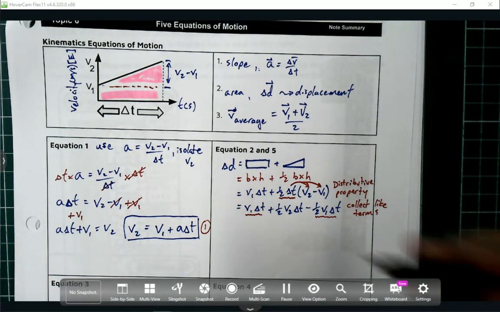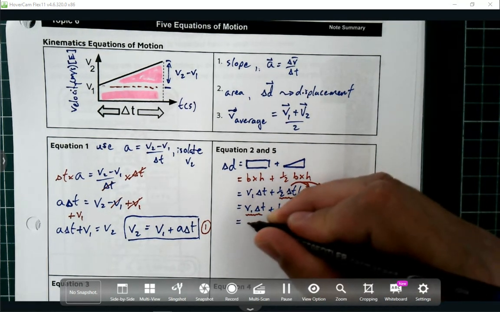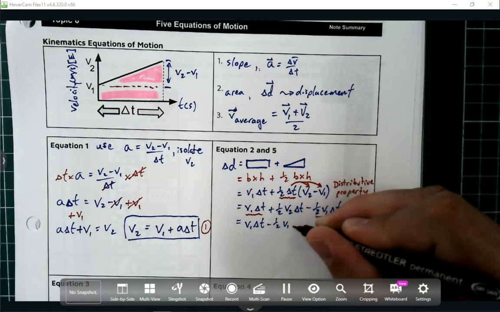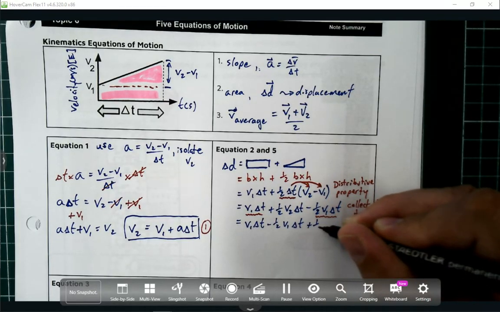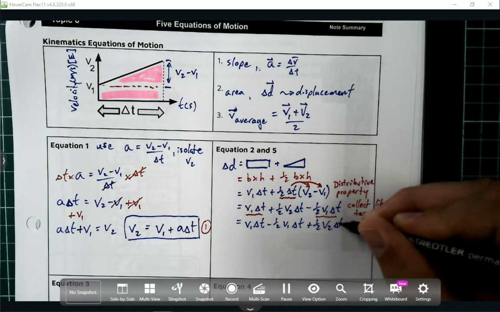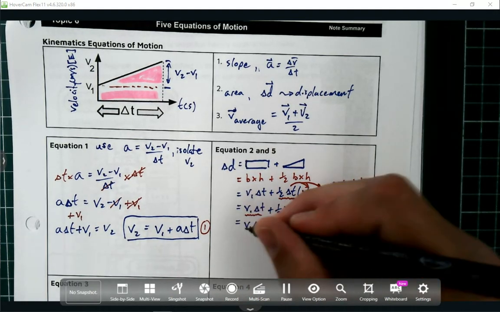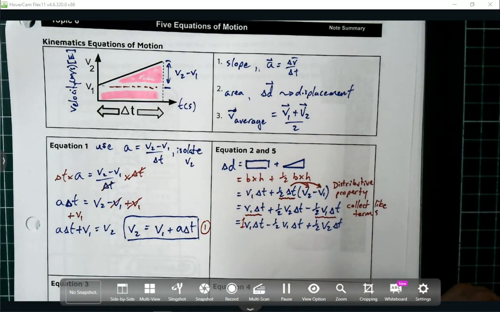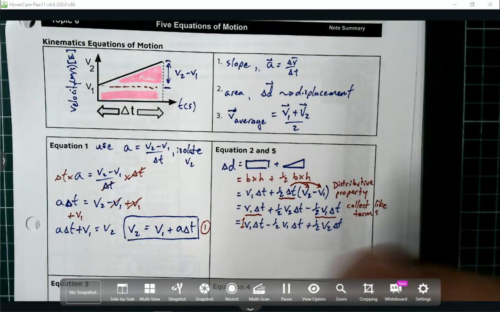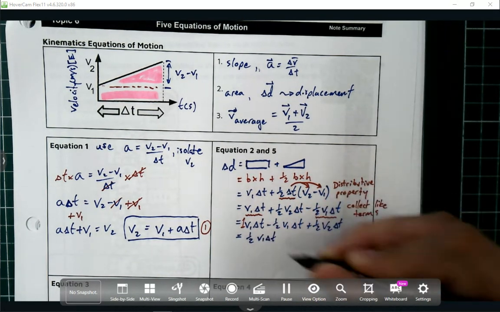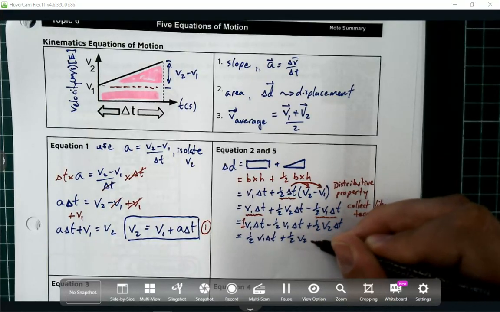I could say, all right, cool. I could say V1 delta T minus 1/2 V1 delta t plus 1/2 V2 delta t. Well, V1 delta t is basically in disguise. Isn't that just one whole V1 delta t? So a whole V1 delta t minus a half V1 delta t, well, that's going to just give me a half V1 delta t, right? Plus a half V2 delta t.